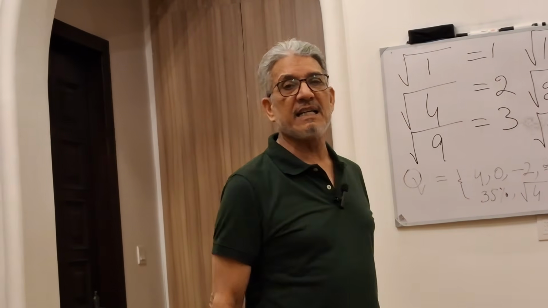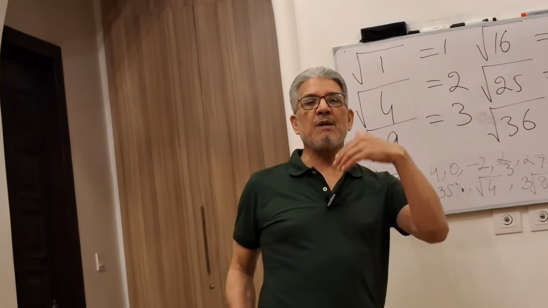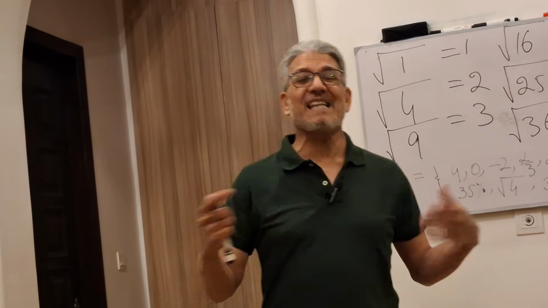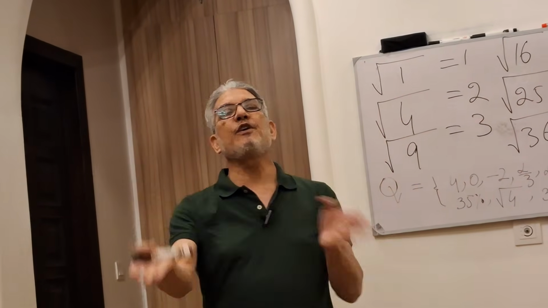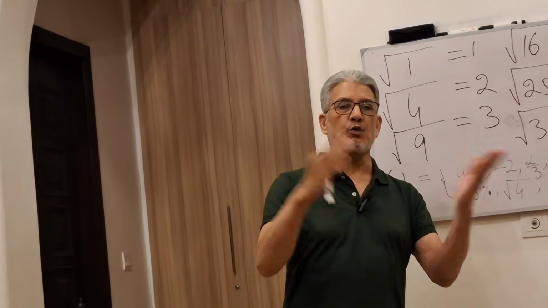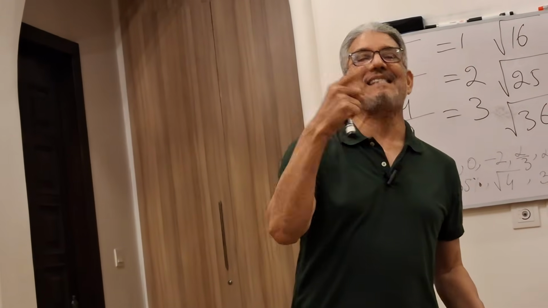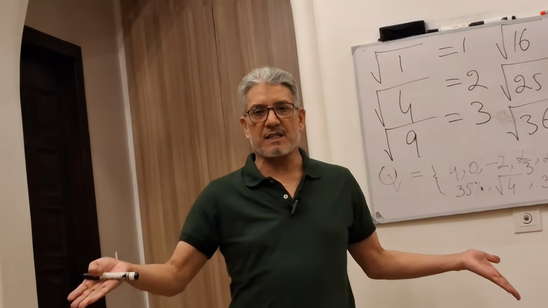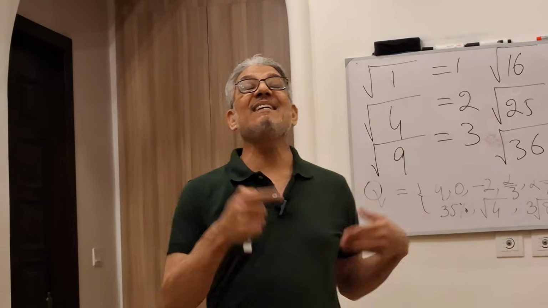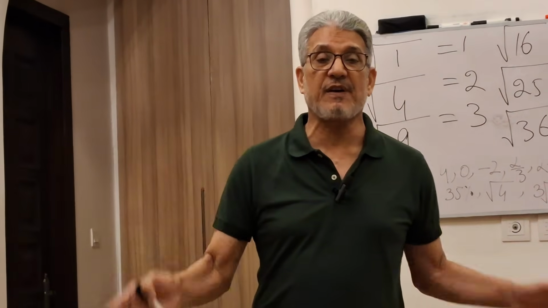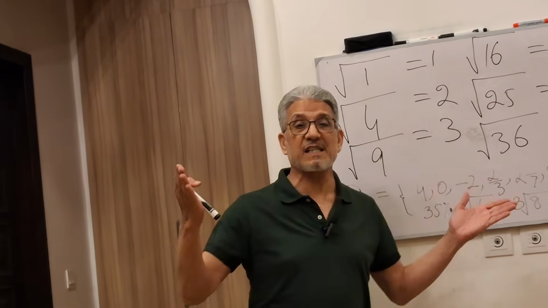13 multiplied by 13 is 169. So 169 is a perfect square. 14 multiplied by 14 is 196. So 196 is a perfect square. 15 into 15 is 225. So 225 is a perfect square. 16 into 16 is 256. So 256 is a perfect square. 17 into 17 is 289. So 289 is a perfect square. Similarly, 20 into 20 is 400. So 400 is a perfect square.